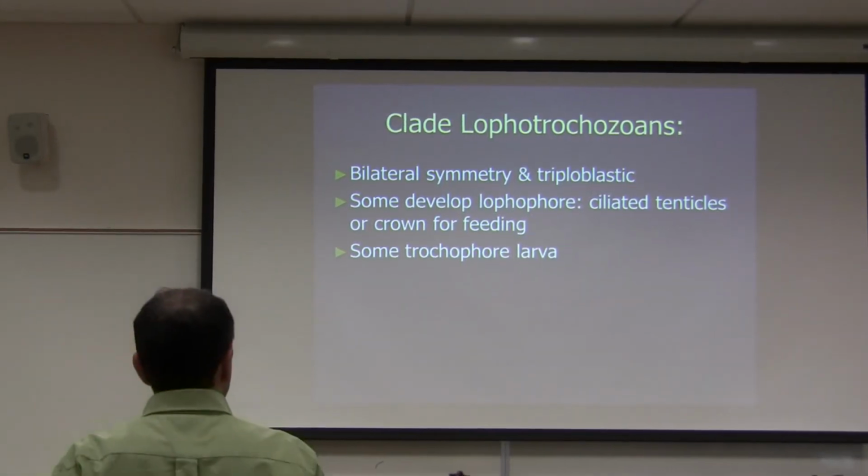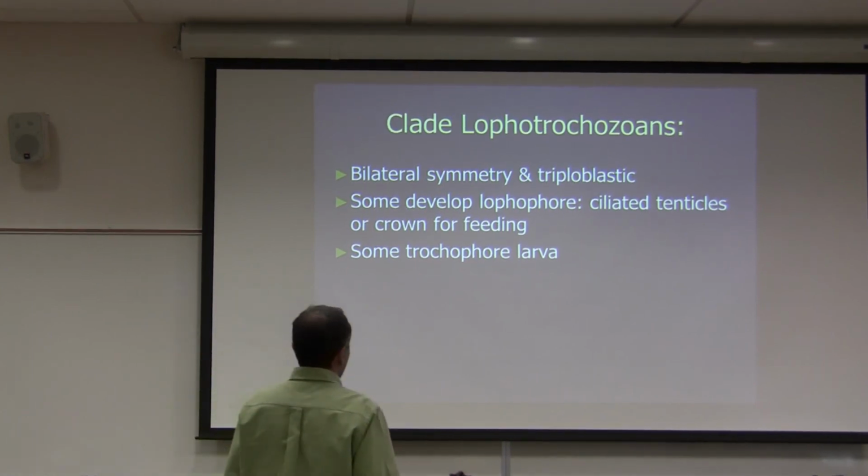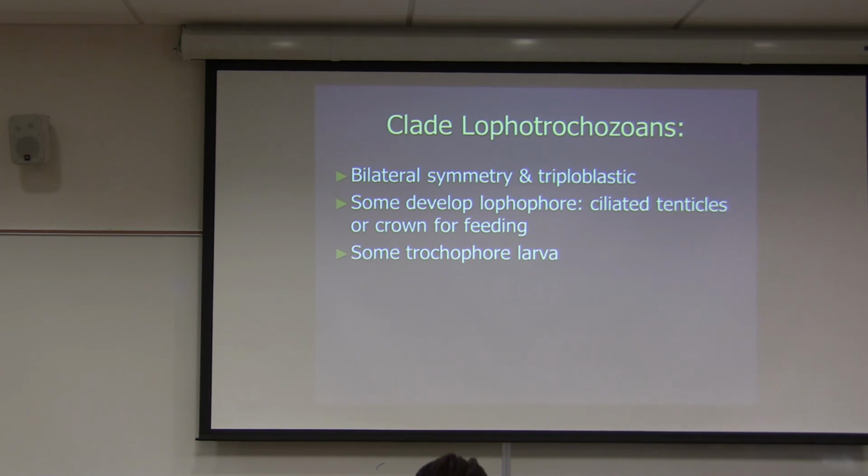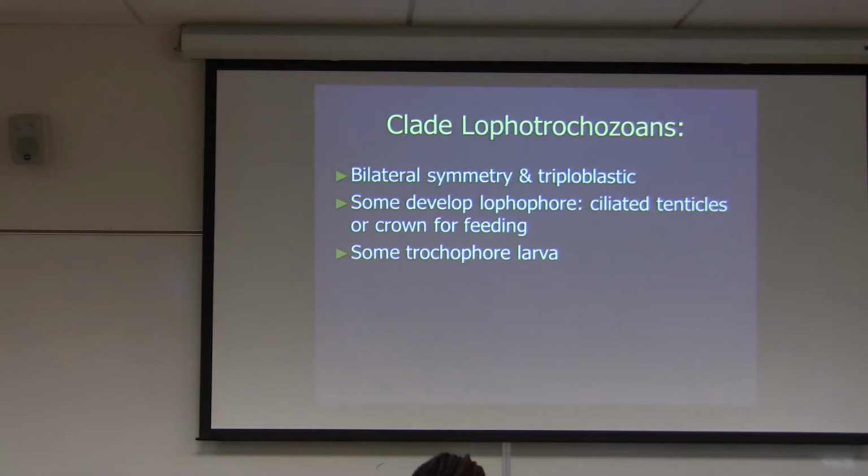Lophotrochozoa, bilateral symmetry, and some develop a lophophore, which is ciliated tentacles. It's a larval stage, and then some have trochophore larvae.